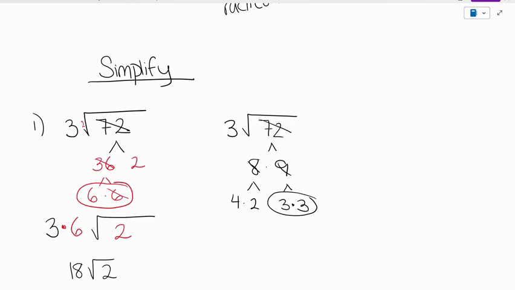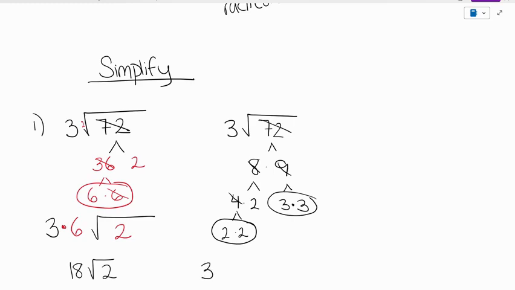But I'm not done. Why am I not done? If I break down more, will I get more pairs? Yes, I could break down the 4 into 2 and 2. Now, we only want twins. We don't want triplets. So I'm not going to group that third 2 in there. You only want 2 in a group, never 3 in a group.